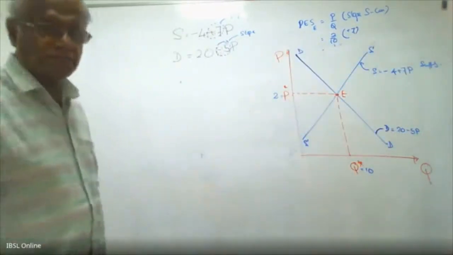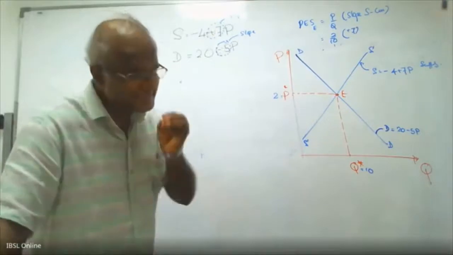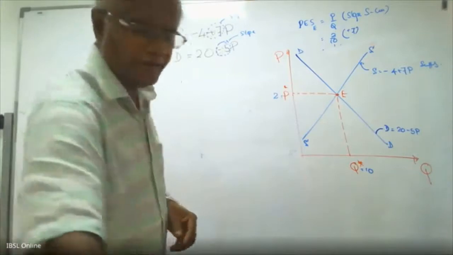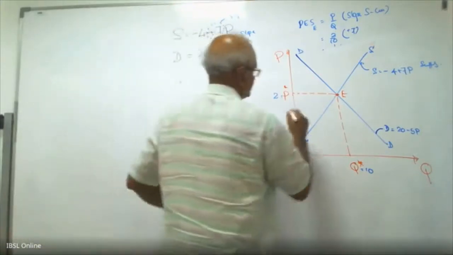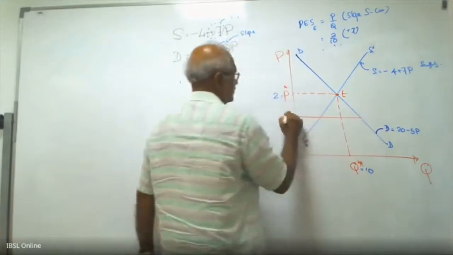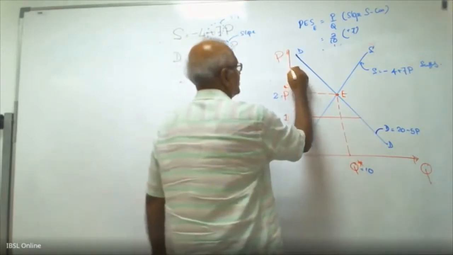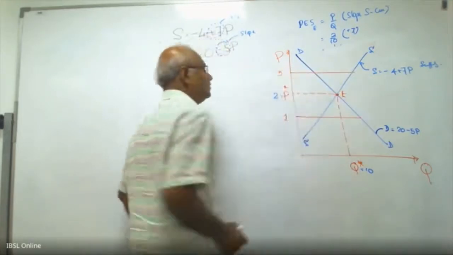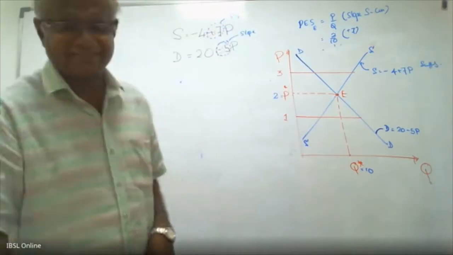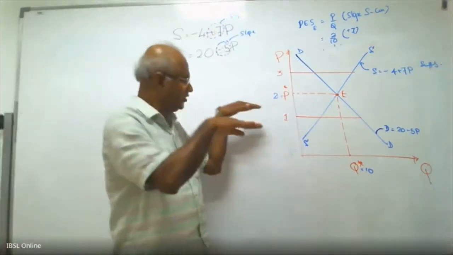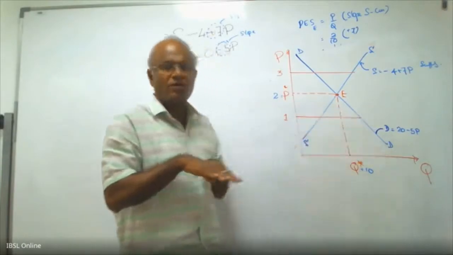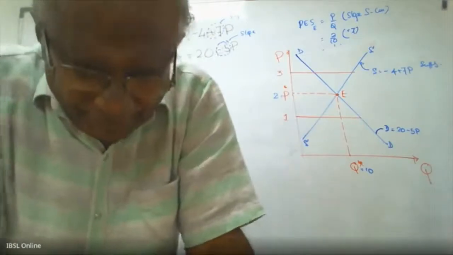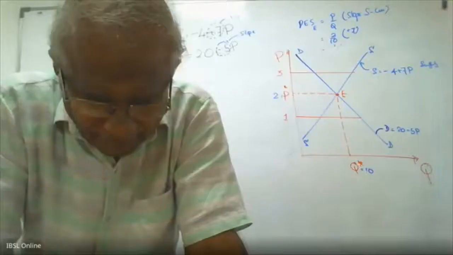Should the government impose the maximum price? Maximum price is the ceiling price, at ₹1 or ₹3. What is your answer? Should the government impose the ceiling price at ₹1, or should the government impose the ceiling price at 3? At ₹1. Good, very good.